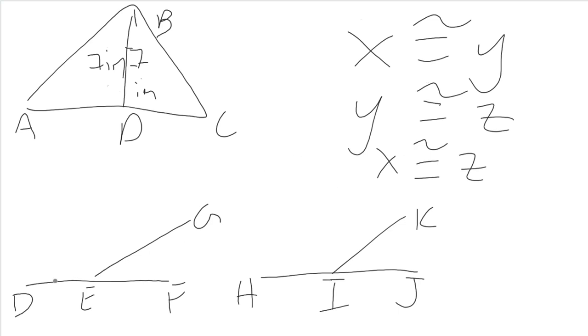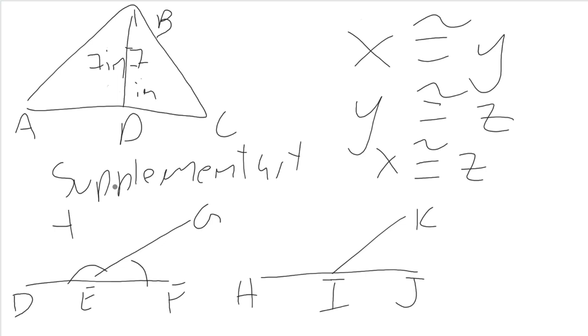Next, let's say that angle DEG is what we're going to call supplementary. So that means that this angle and this angle add up to 180 degrees. Later, I find out that angle DEG is also supplementary to KIJ.